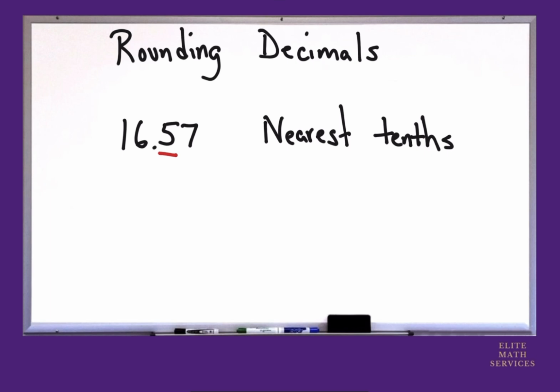So because we have a number 7 as our neighbor, the 5 now becomes a 6. Remember, we go ahead and we put our decimal. Every number to the left remains the same, and any number to the right becomes a 0. This leaves us with the final answer of 16.60.